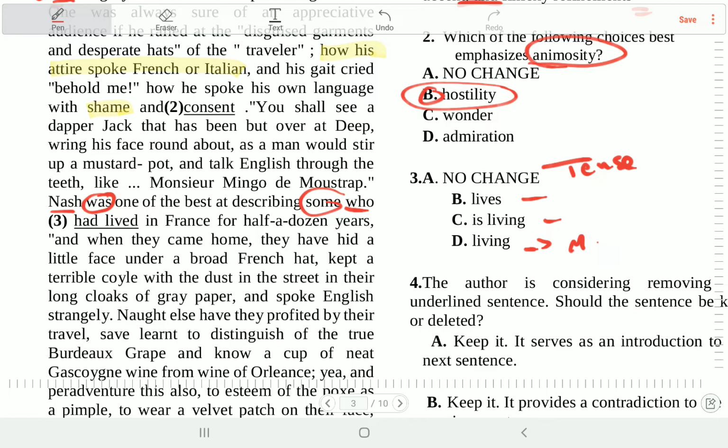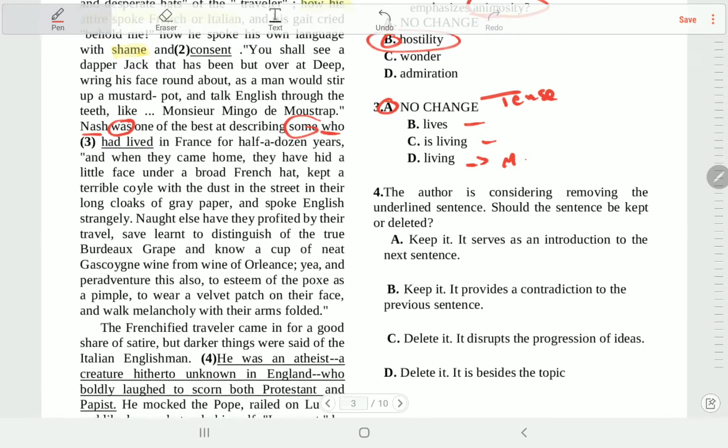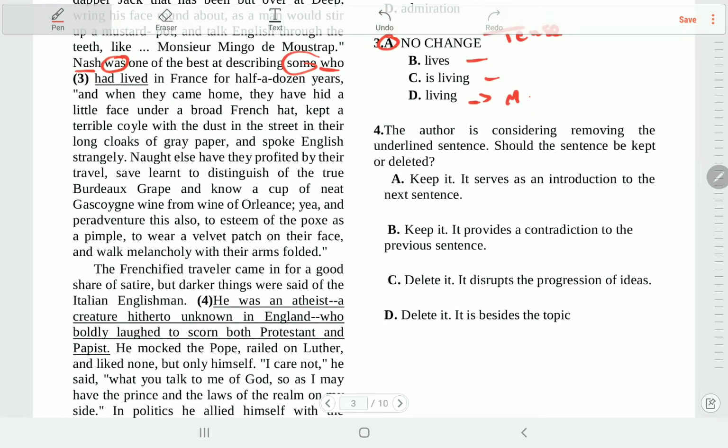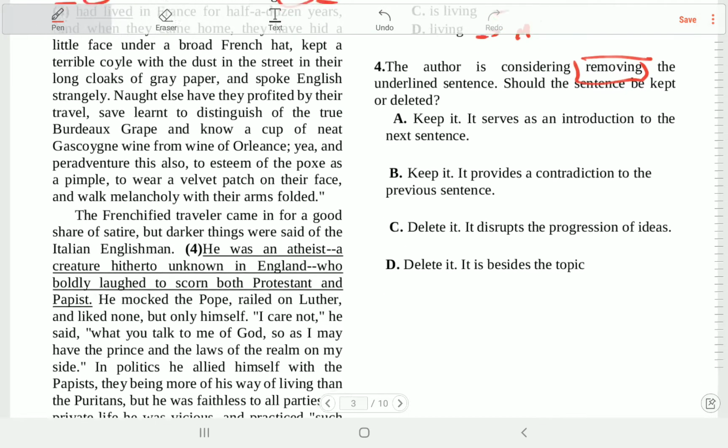Okay, so for 3 it will be A. Okay, number 4. The author is considering removing the underlined sentence. بنعمل ايه في removing? Read before, read after, plug it in. Plug the underlined in. شوفها. Look for a clue word. Read your answers. ساعات ال choices it answers itself. ساعات بتبقى illogical. طيب نقرا كده من البداية.